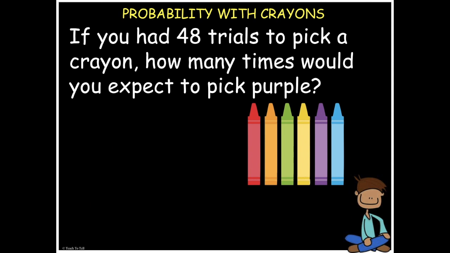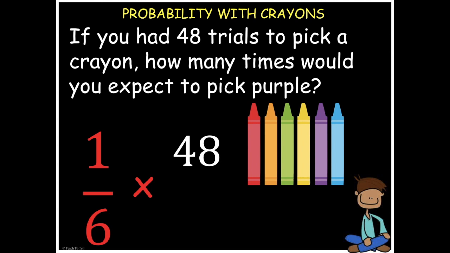If you had 48 trials to pick a crayon, how many times would you expect to pick a purple? My total number of crayons are 6 and there's one purple, but I need to do that 48 times. So I need to figure out how many times 6 goes into 48, which is 8, and then 1 times 8 gives me 8. You could also use repeated addition, counting up by 6 until you get up to 48, and then add the numerator.